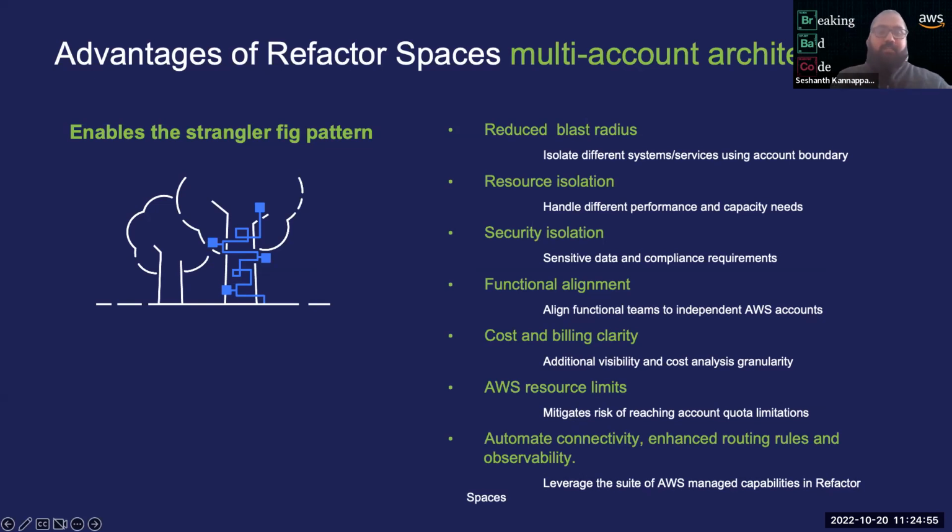Another reason we've seen from our customers is resource limits. Once you start having a monolith and your microservices in the same account, you're going to hit some of these limits fast. Some limits can be increased, some limits cannot. So we strongly recommend doing this as a best practice to spin up your microservices in a separate account all by itself. And then of course you can automate connectivity, have enhanced routing rules when you do this with Refactor Spaces as well. Next slide, please.